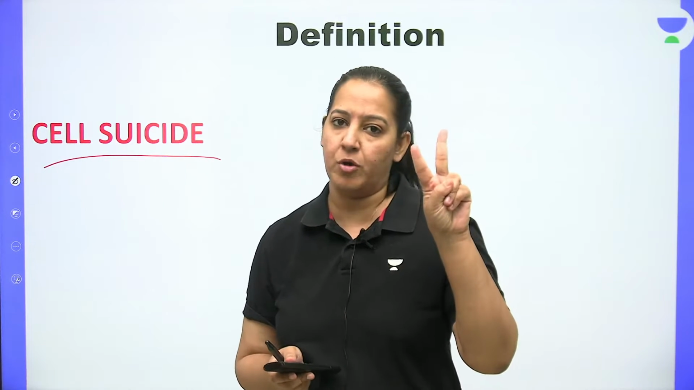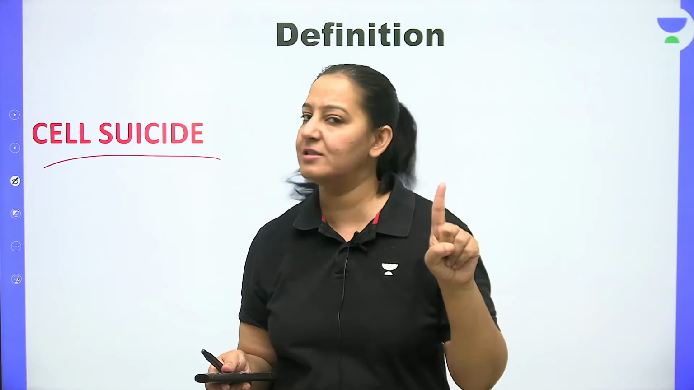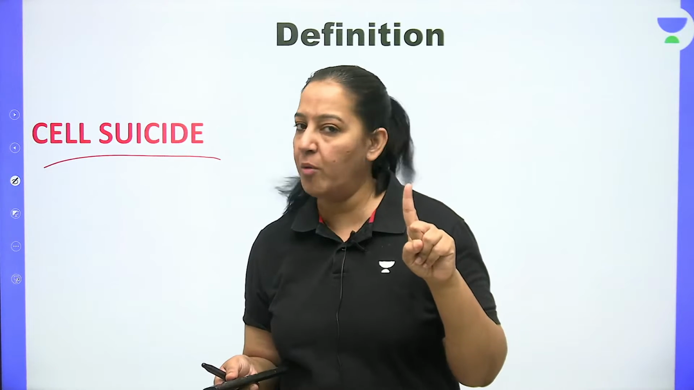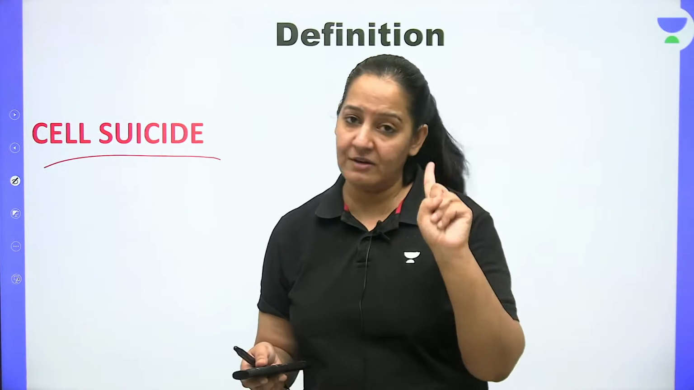Cell may have one of the 2 problems. Either the cell feels the job is done in the body, this cell is no more required in the body. The cell will get the signal from the human body that you are no more required, your job is done, your function is done, now you should undergo suicide, right? That is the first reason.